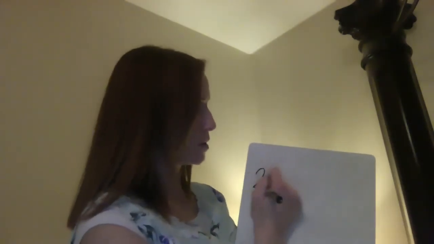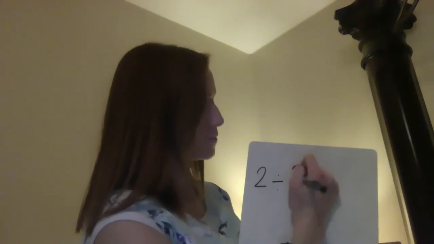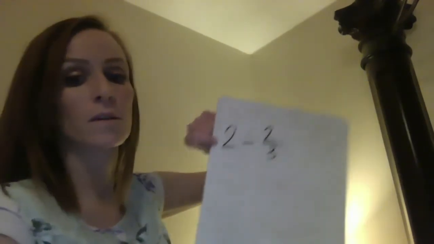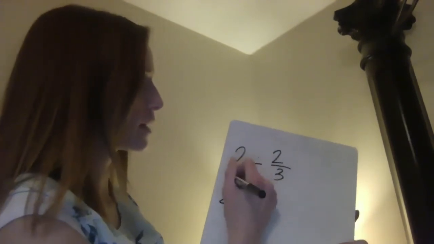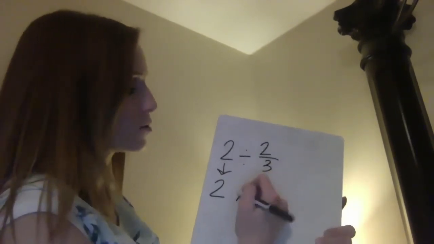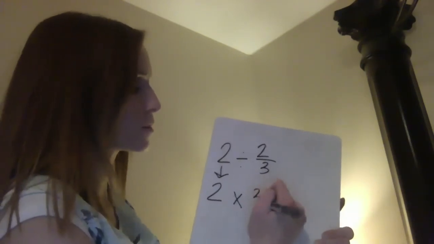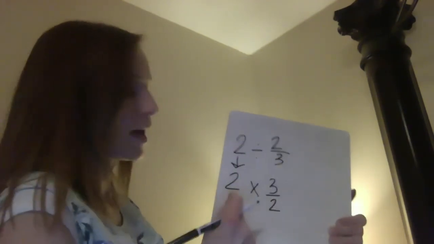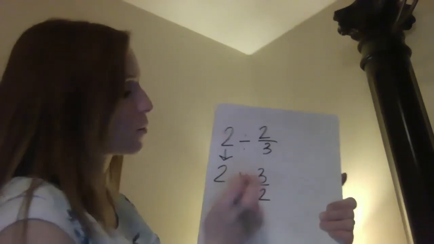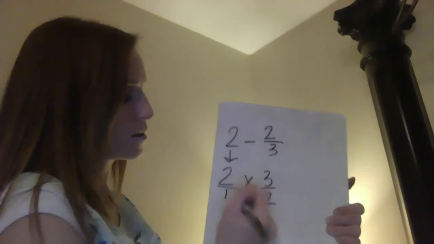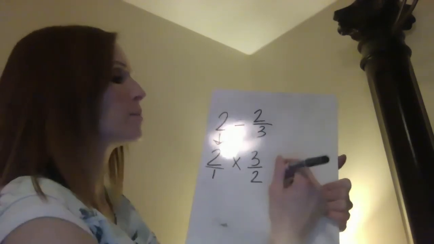Let's try another one. Let's try one that has a whole number to start, because we did learn yesterday what we do with a whole number. So if we have 2 divided by 2/3, we always keep the one that appears first the same, so we just bring that down. We're going to change that to multiplication, flip it so we have our reciprocal. Now, in order to multiply a whole number, just like we did yesterday, we put it over 1, and then we multiply straight across.